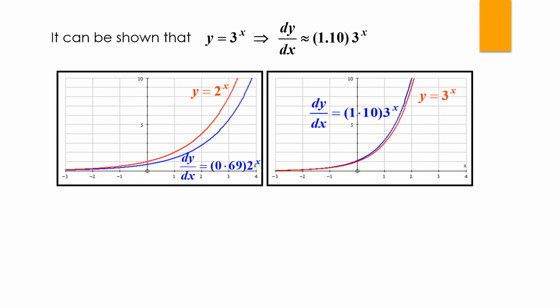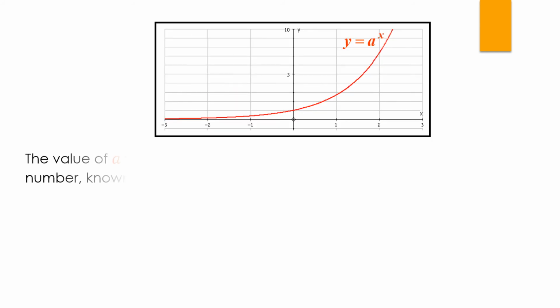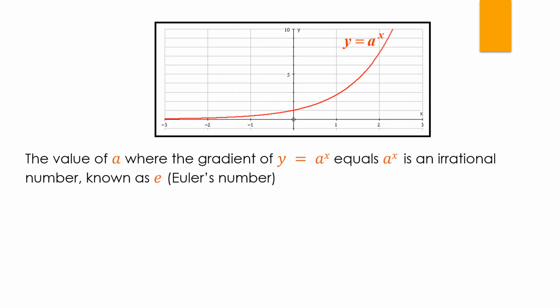So when we've got y equals 2 to the power of x, you can see that our gradient function is below. However, when we've got y equals 3 to the power of x, our gradient function is above. So it suggests that there's a value somewhere between 2 and 3 where the gradient of y equals a to the power of x is equal to a to the power of x. So the value of a where the gradient of y equals a to the power of x equals a to the power of x is an irrational number known as Euler's number.